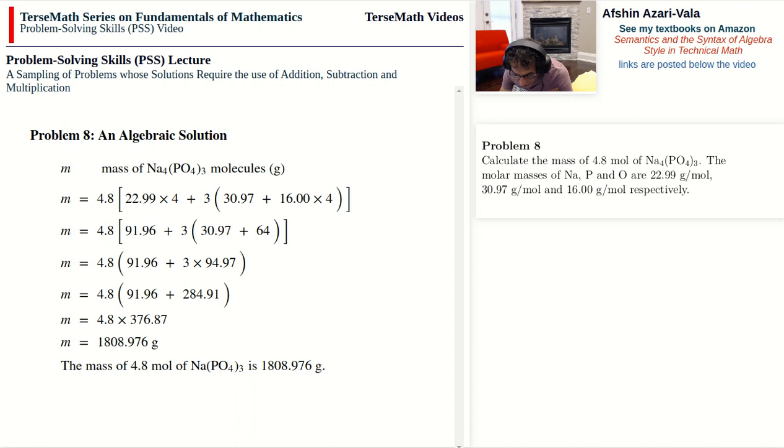The mass of 4.8 moles of Na4 again. Somehow that 4 kept dropping. And I do insist that I should add it on. And there we are. The mass of 4.8 moles of Na4(PO4)3 is 1808.976 grams. Okay, so what we did in this video is we talked about the sampling of problems whose solutions require the use of addition, subtraction, and multiplication.